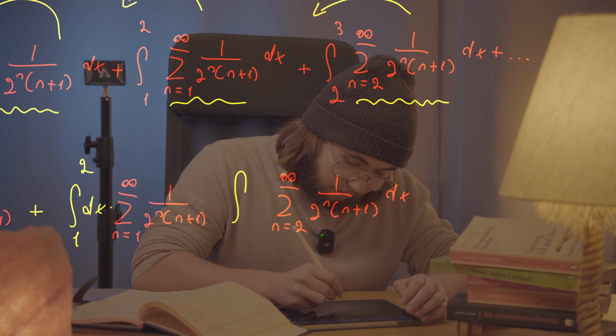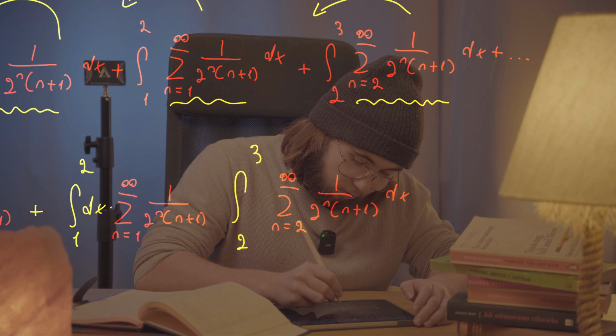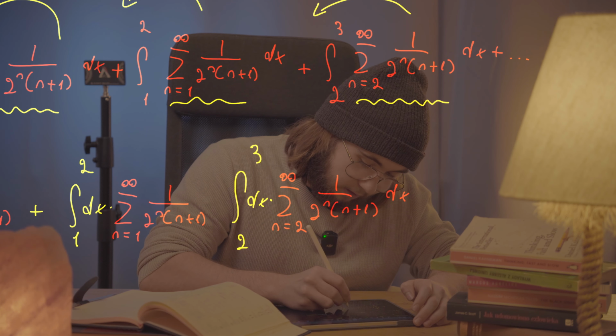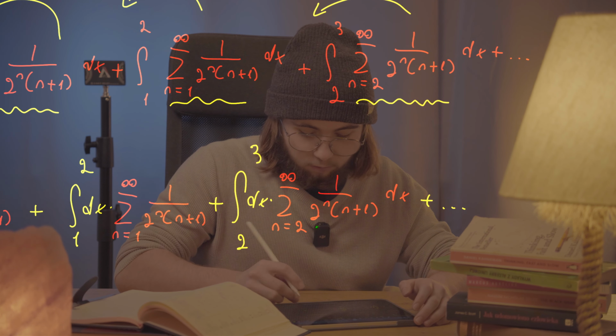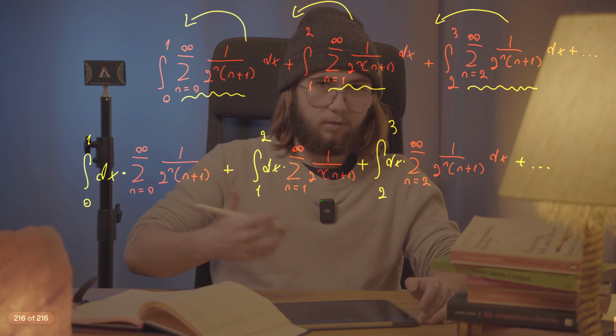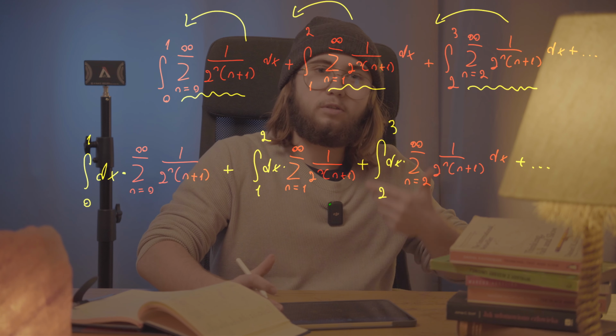Now it's going to be an integral from 2 up to 3 of dx times that guy. It's going to be plus here, and dot dot dot. We're going to be doing that up to infinity. Lovely. But now, how do we evaluate those integrals?